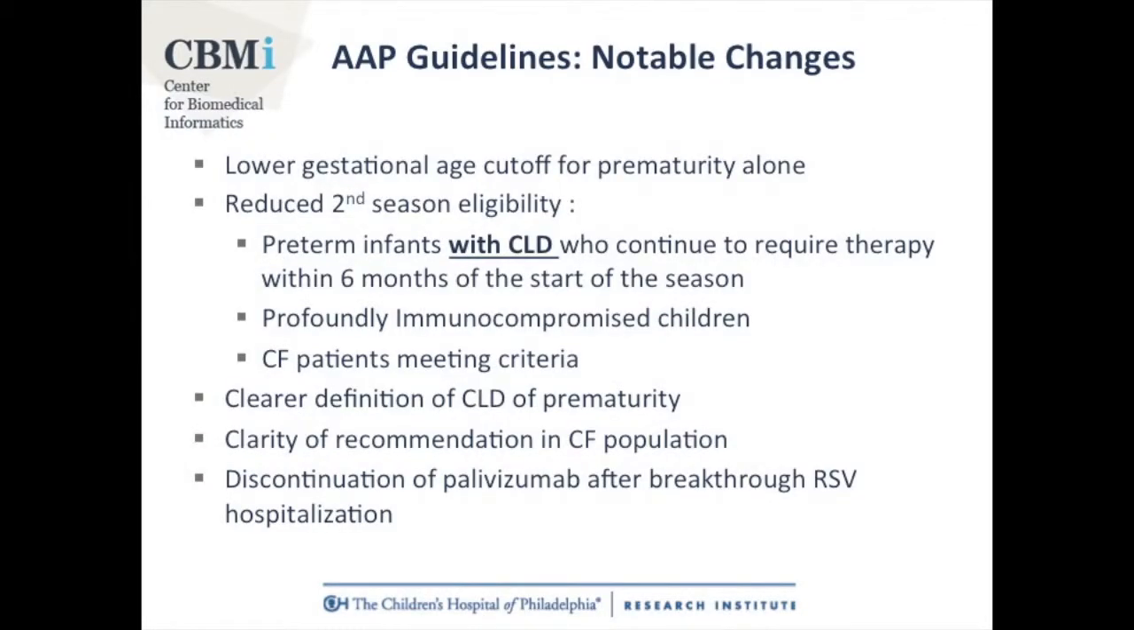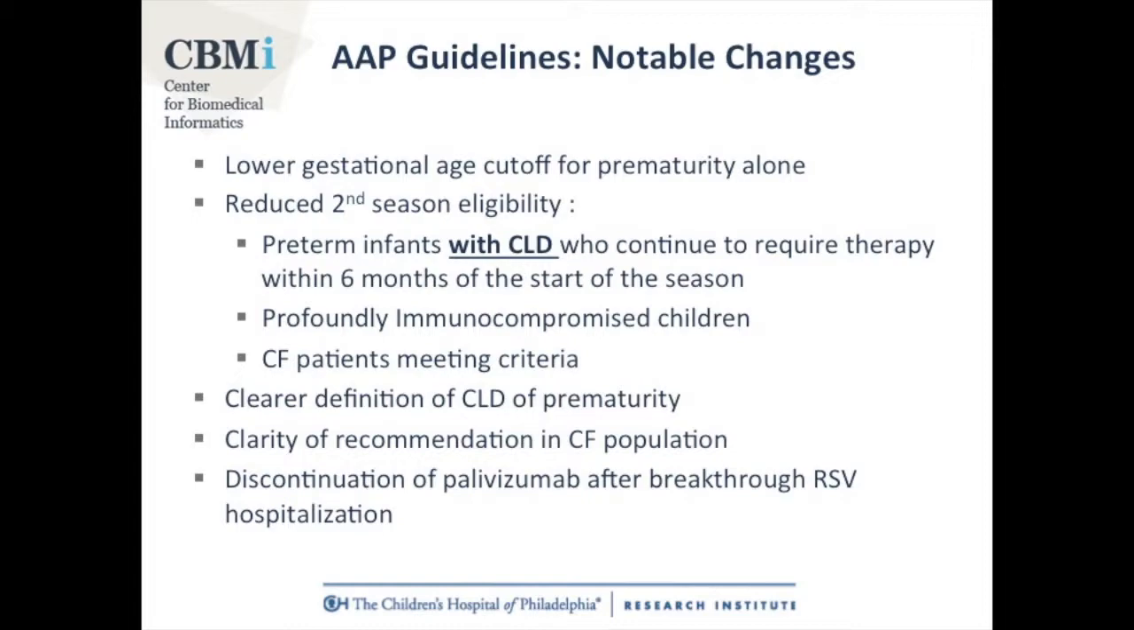So just to review the notable changes in these updated guidelines, there was a lower gestational age cutoff for prematurity alone, so without those other comorbidities. There's reduced second season eligibility, so it's focused on preterm infants with chronic lung disease who continue to require therapy within the 6 months prior to the start of the season, profoundly immunocompromised children, and those CF patients who meet that very strict criteria during the second year of life.